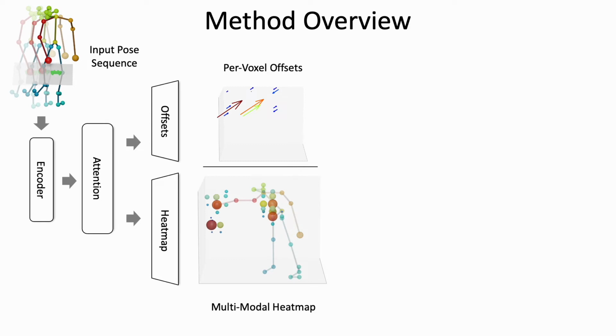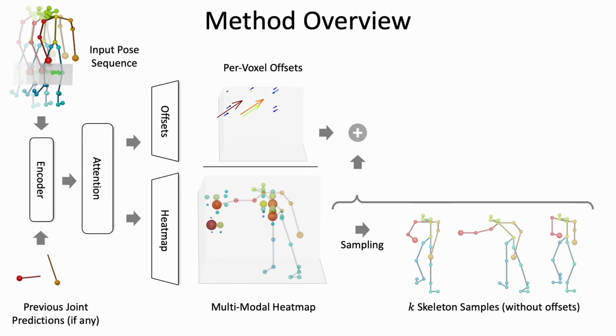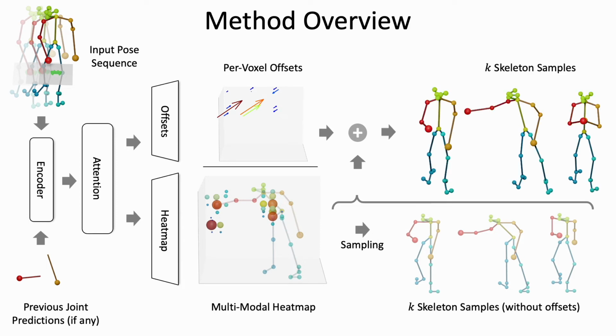To model interdependencies between joints, we sample poses autoregressively from the joint heat maps with any previously predicted joints encoded along with the input sequence to predict the next joints. We obtain our final 3D pose predictions by sampling the per-joint heat maps to obtain diverse skeleton predictions and adding the corresponding offsets to the initial joint locations. This results in a set of diverse and natural skeleton samples.